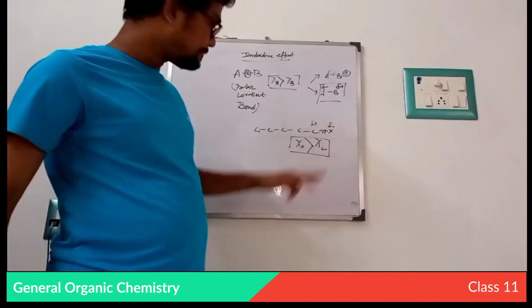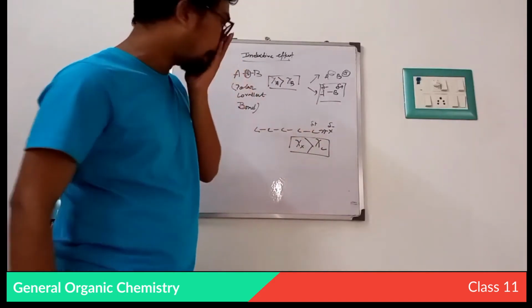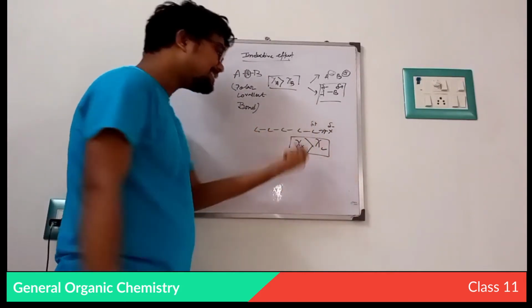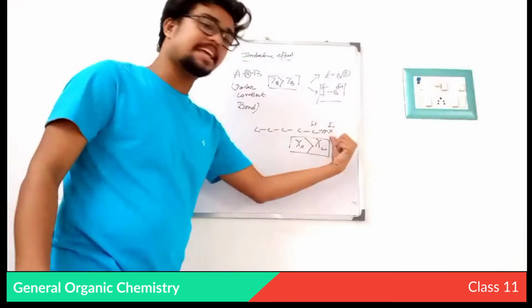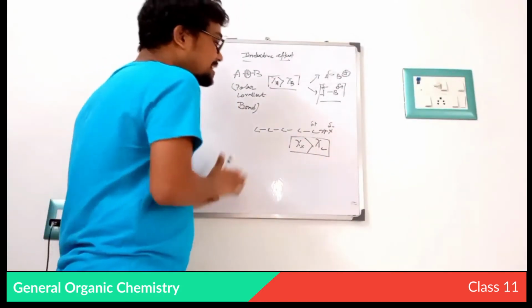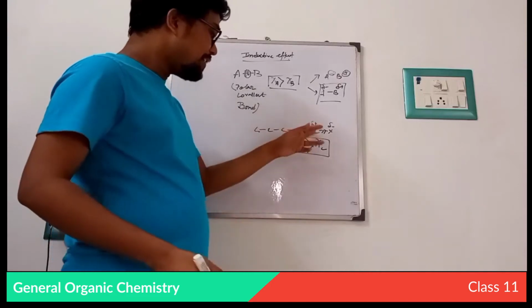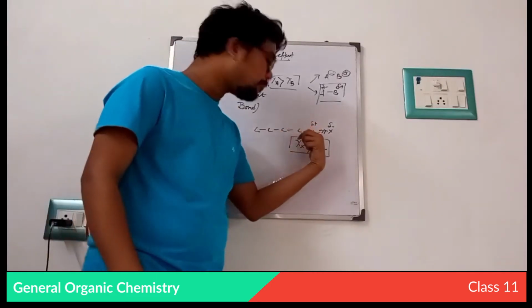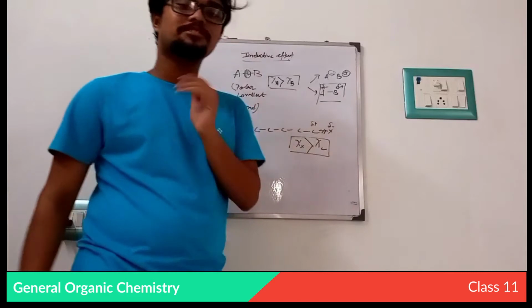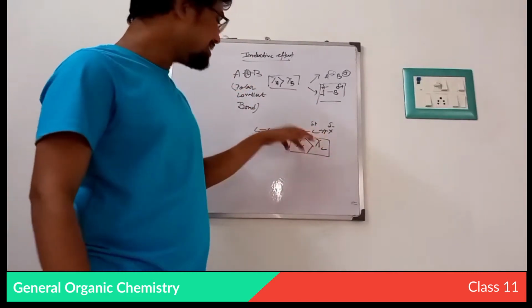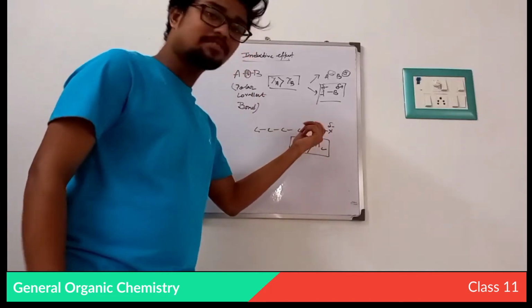Now come to this carbon. Suppose carbon number 2. This carbon is not directly attached with this X, but it is attached with this carbon. So if this carbon becomes delta positive, then it becomes electron deficient. If it is electron deficient, then it will try to attract the electron from this bond.